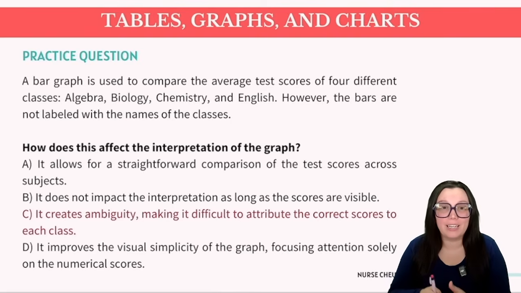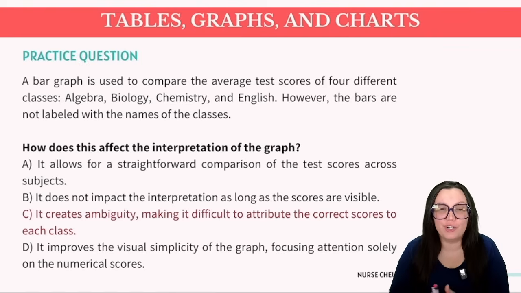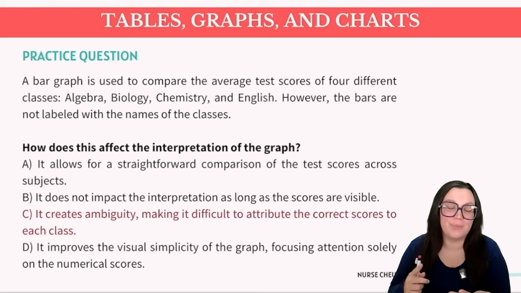It creates ambiguity, making it difficult to attribute the scores for each class. Without these labels indicating which bar represents which class, it becomes impossible to determine the average test scores for each individual class of algebra, biology, chemistry, and English.